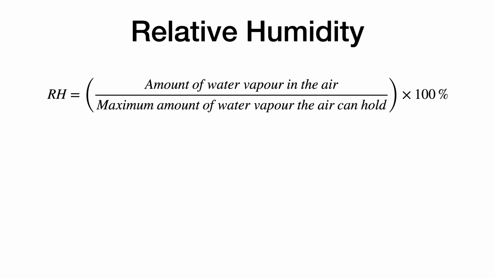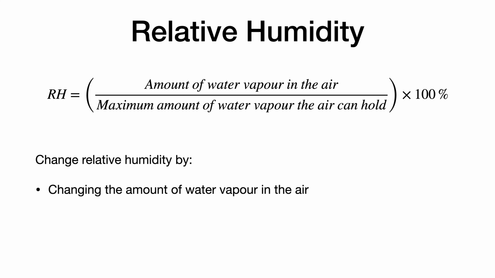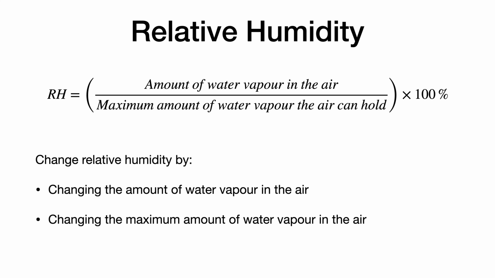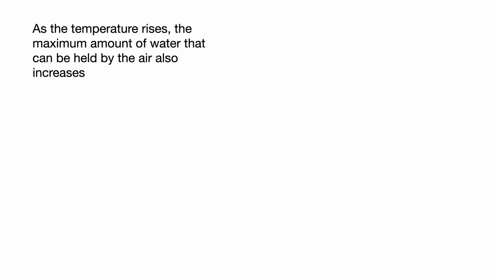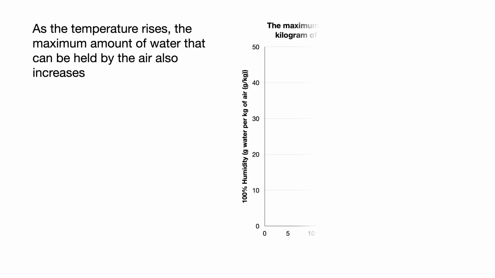This means that changing the amount of water vapor in the air, or changing the maximum amount of water vapor the air can hold, in other words changing the temperature, will cause a change in the relative humidity. So as the temperature rises, the maximum amount of water that the air can hold increases. And we can see this on a graph.